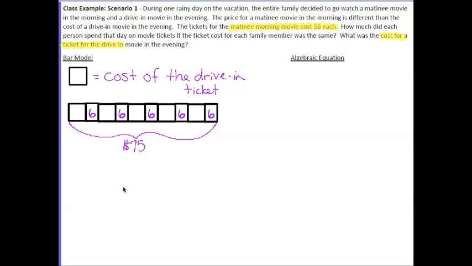So the first thing I'd like to do here is take our bar, and why don't we make it easier on ourselves by rearranging the elements that are alike. So for example, the cost of the drive-in ticket, we can group those together and group our sixes together.